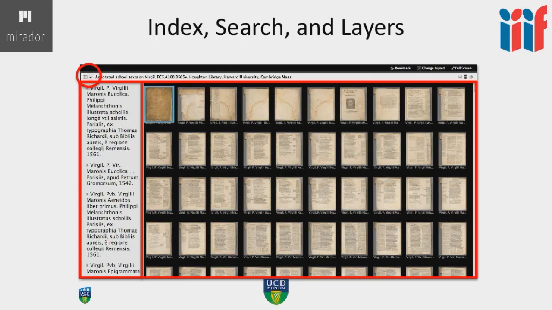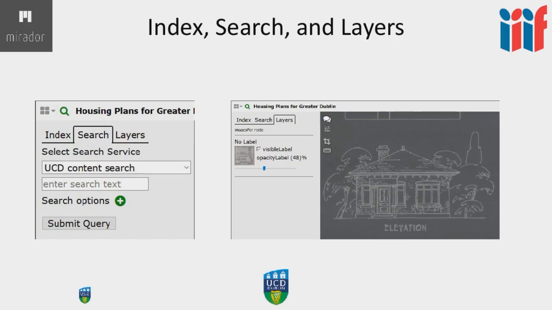Next slide, please. The image viewer can display an index if one is present, and users can navigate around large volumes using either the index panel or the thumbnails. Next slide, please. And they can also search full text content where OCR, or optical character recognition, has been done on print material, and adjust the image layer as required. Next slide, please.